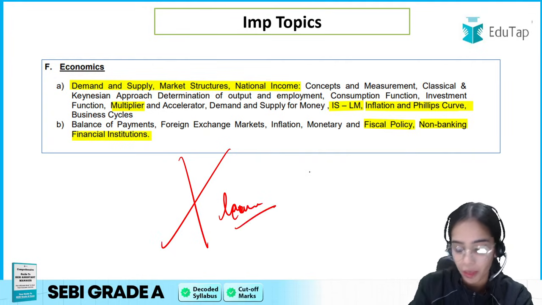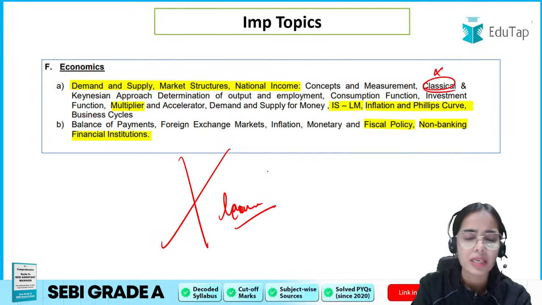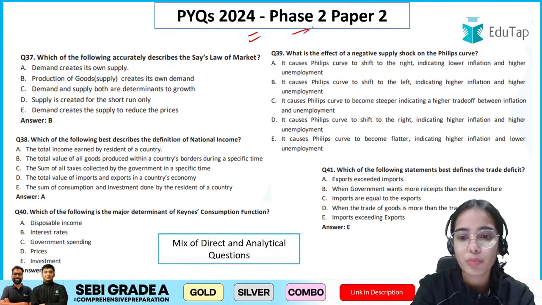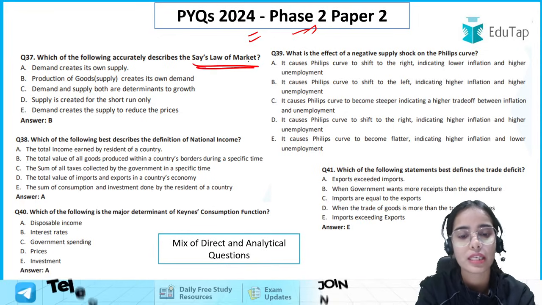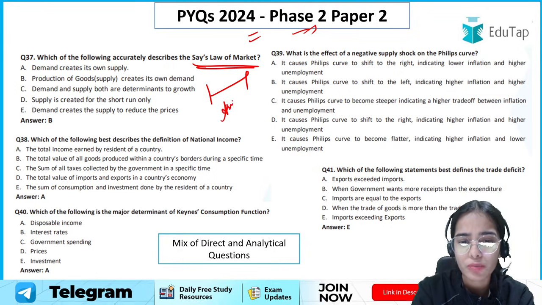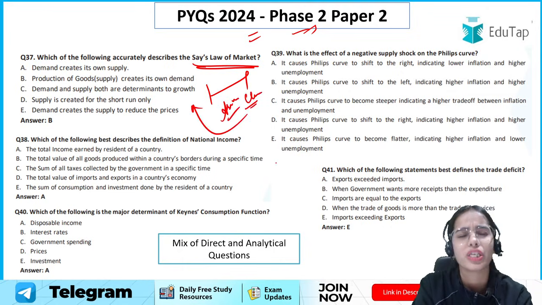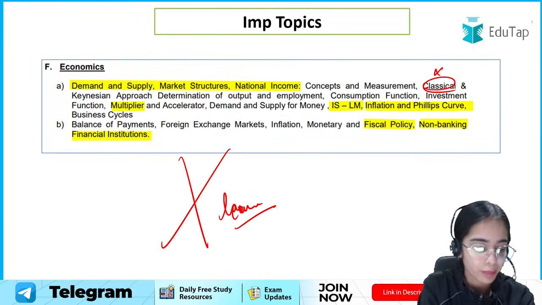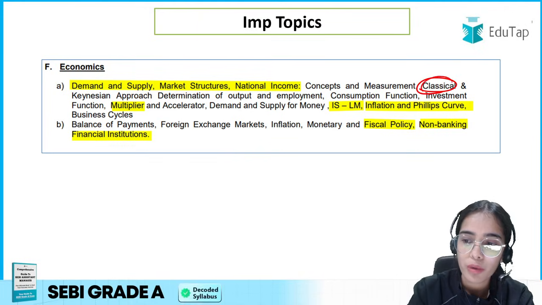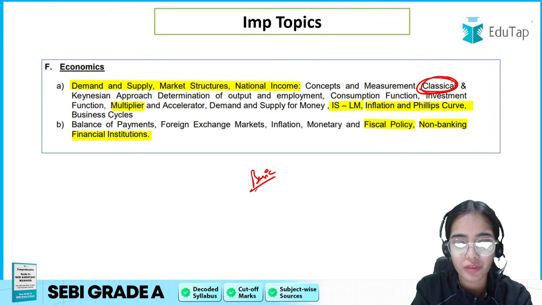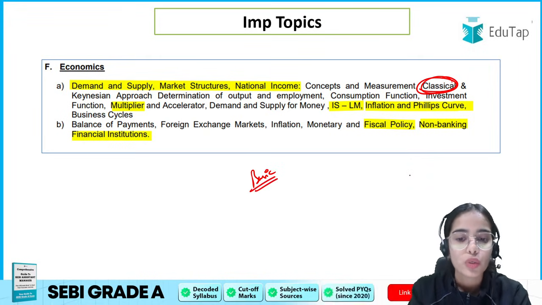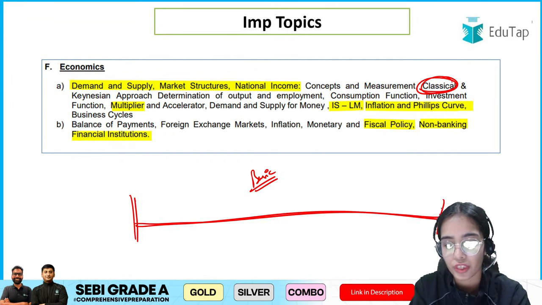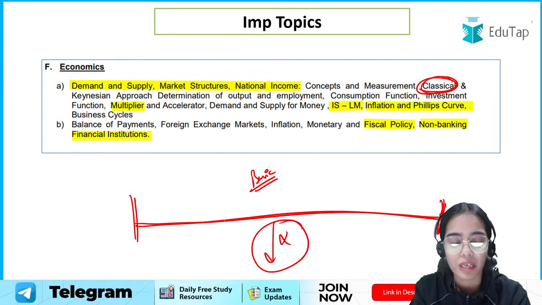leave any chapter, because see, from classical we have not seen many questions, but in 2024 phase 2 paper 2, there was a direct question from the classical theory, Say's law of market. If you know the assumptions of classical theory, you will be able to answer this very direct, very easy question. So that's why I'm saying do not leave any chapter from economics, because from the difficult chapters the basic question can come. Okay, so cover all the chapters. In the difficult chapters, at least do the basic coverage. Do not focus on the depth, rather focus on the width.